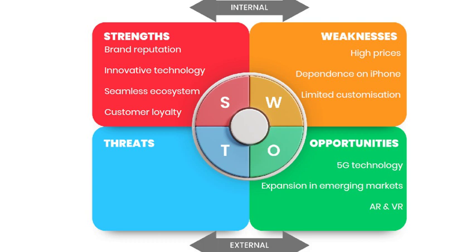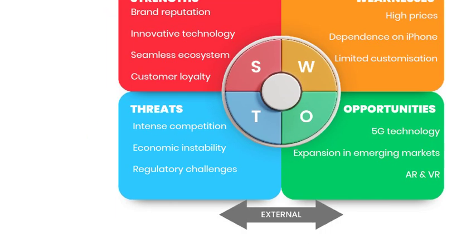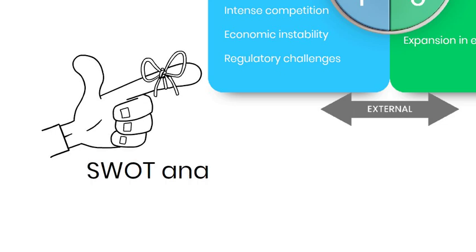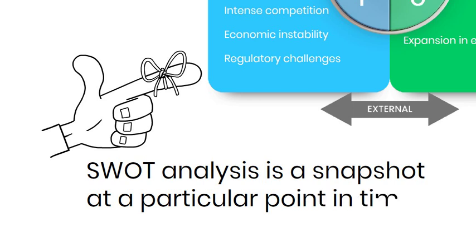Threats. Intense competition. The smartphone market is highly competitive with competitors like Samsung. Economic instability. Economic uncertainties and fluctuations in global exchange rates can impact iPhone sales. Regulatory challenges. Apple faces regulatory challenges in various regions which could affect iPhone sales. Remember, the SWOT analysis is a snapshot of a particular point in time. Factors may change based on market conditions, technological advancements, regulatory changes, and other environmental influences.